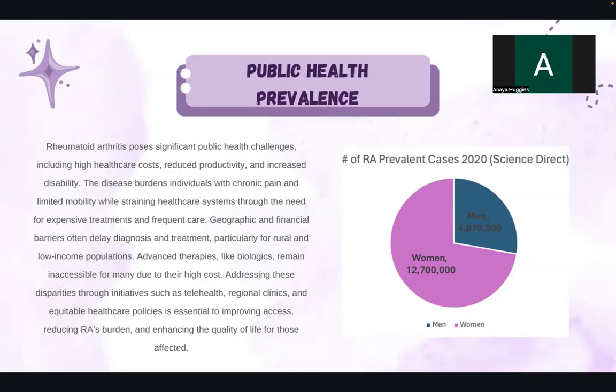As you can see here in this graph that I created from Science Direct, we can see the differences in the number of prevalent cases in 2020. So you can see the differences based on gender, women and men. Women had about 12,700,000 cases of RA in 2020, whereas men had about three times less than that, about 4,870,000 prevalent cases of RA in 2020, which shows a huge difference.